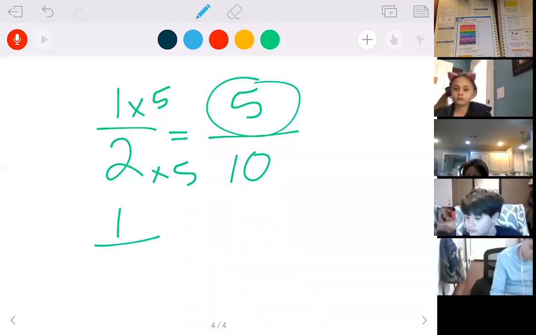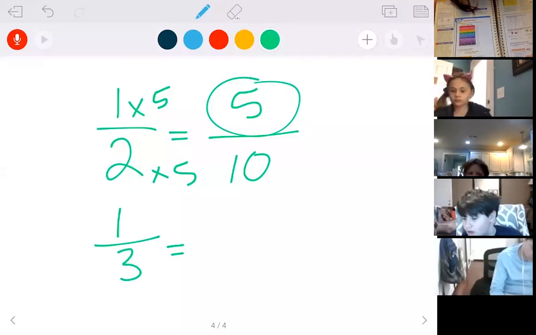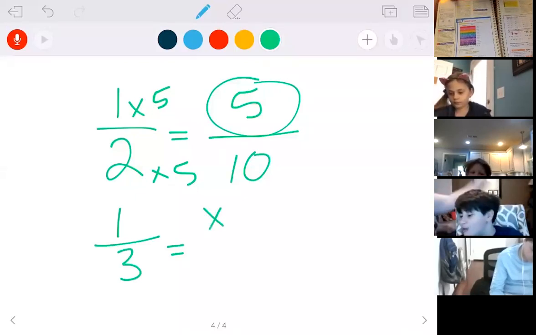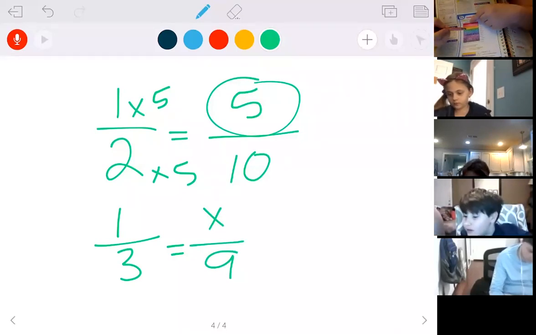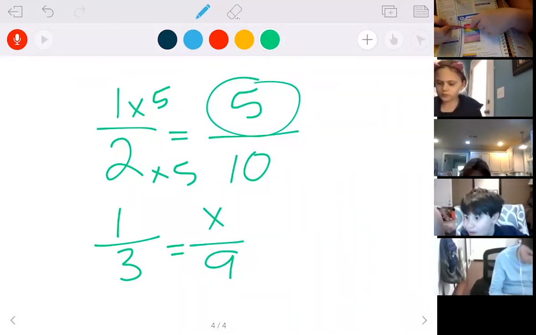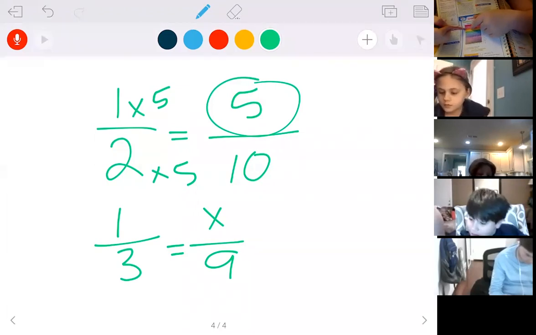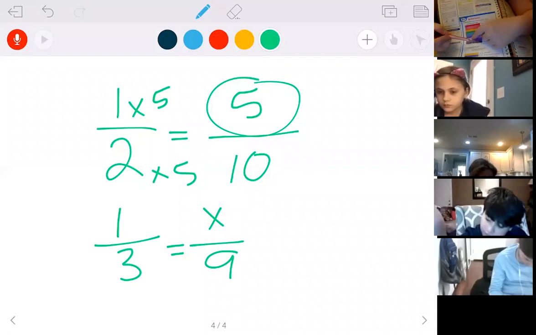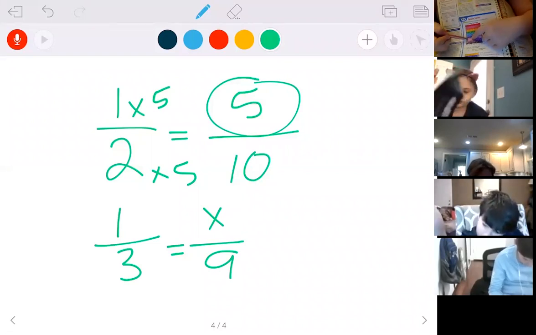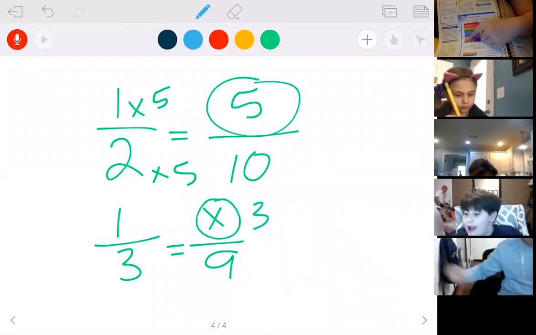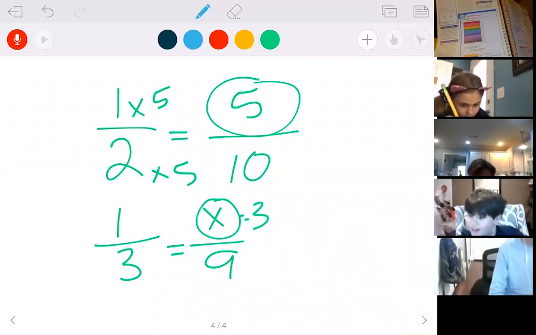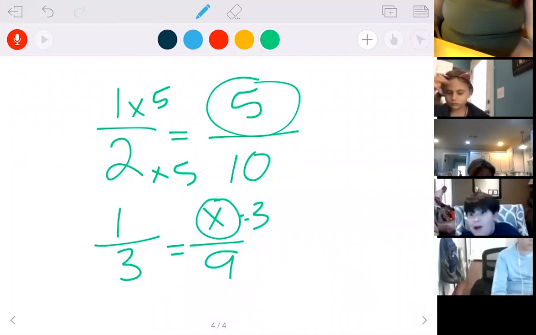Let's do 1/3 equals x over 9. So I'm going to find the 1/3 mark right here. It's the first orange one. And I'm going to slide my finger down until I get to the 9s. And then I can count 1, 2, 3. So x equals 3.